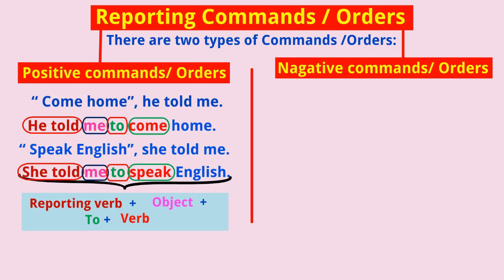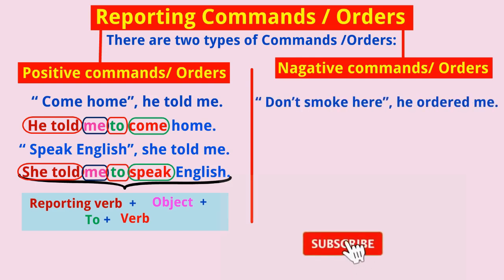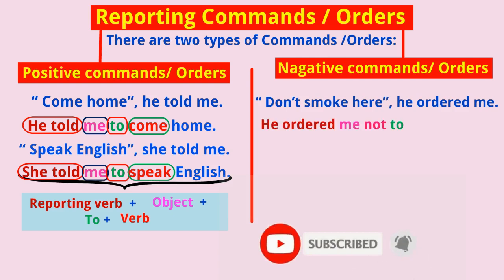Let's move to examples of negative commands or orders. "Don't smoke here," he ordered me. He ordered me not to smoke there.